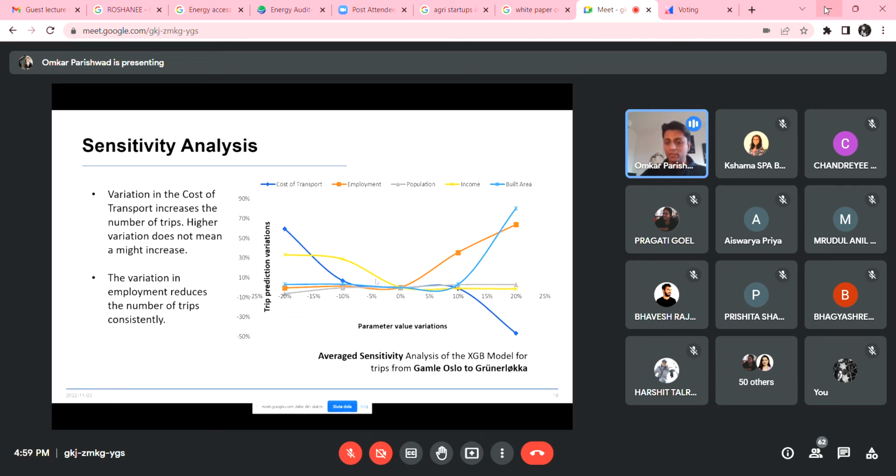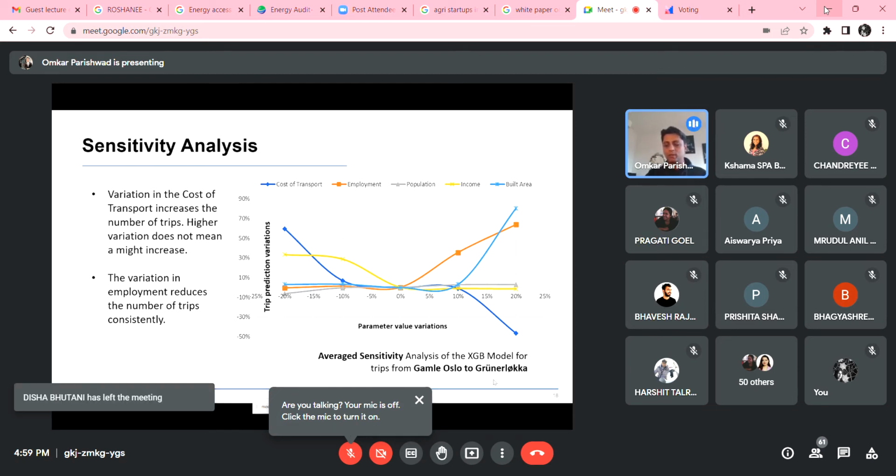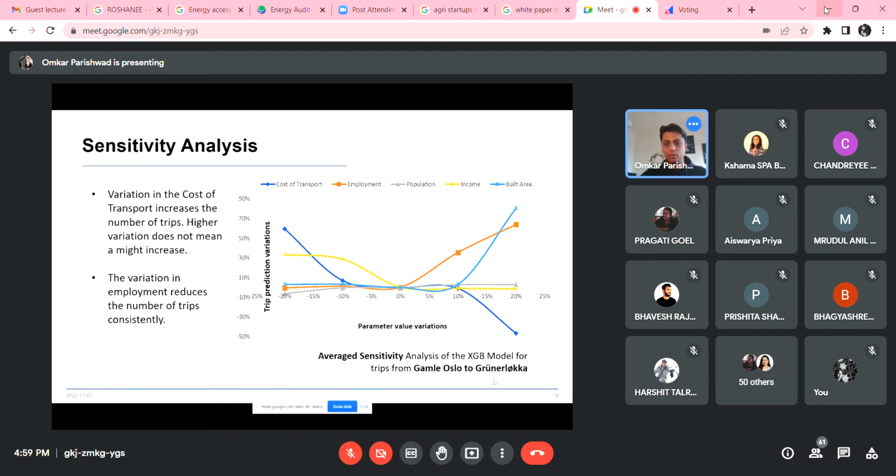So again, it's logical. But when the income level increases, the number of trips does not vary. So this is between two of the subdivisions. This gives us an idea about how the trips would vary and what kind of characteristics the trips have for these subdivisions.